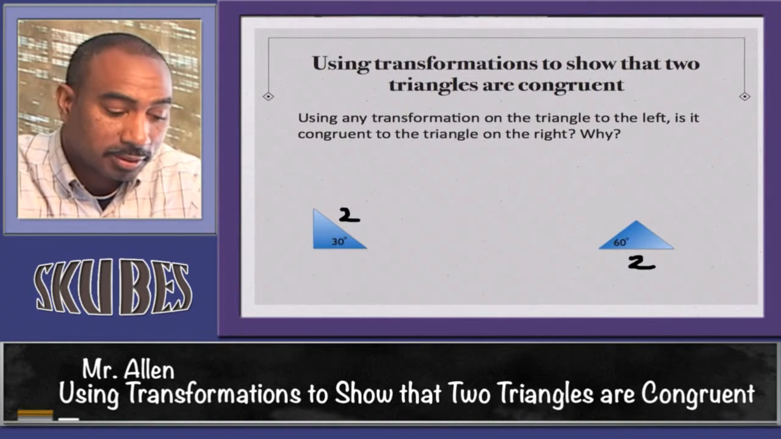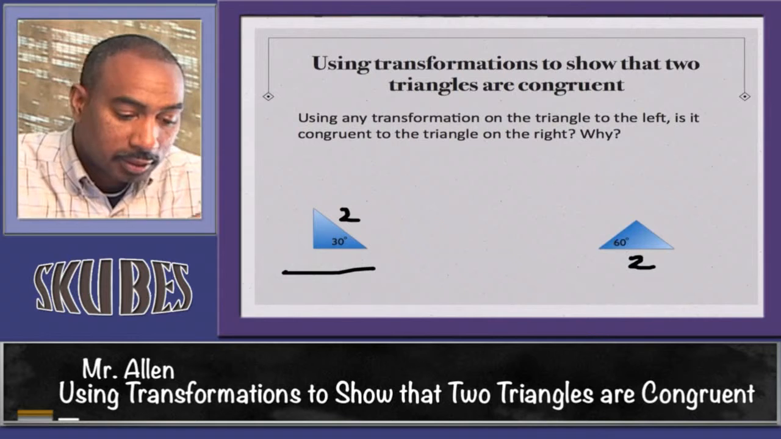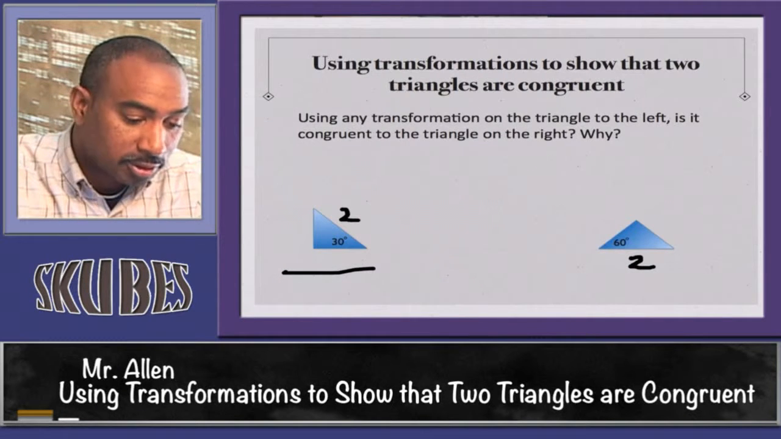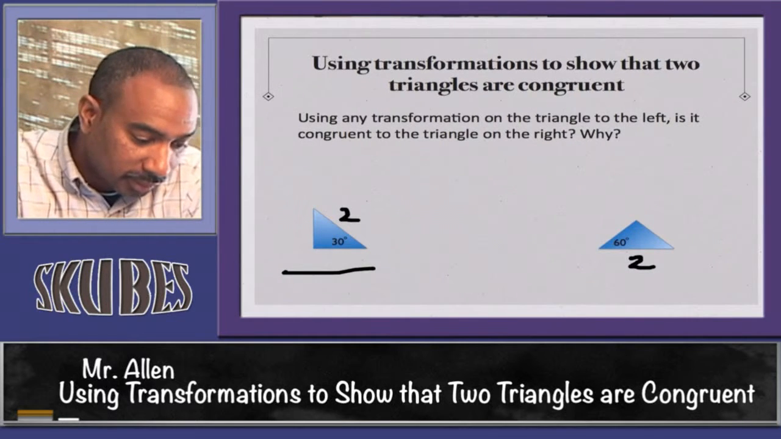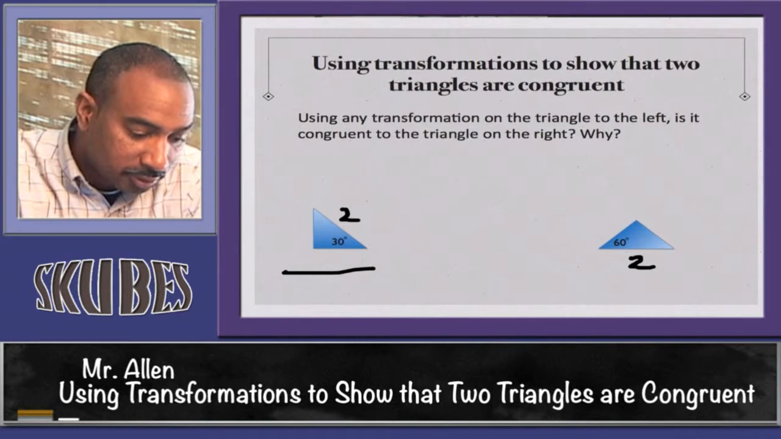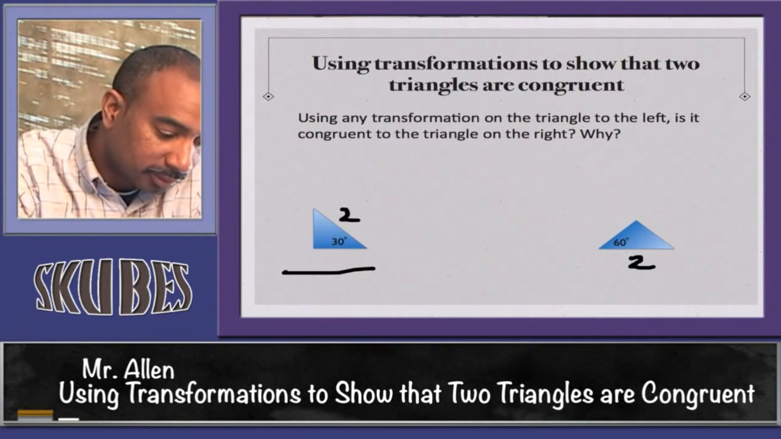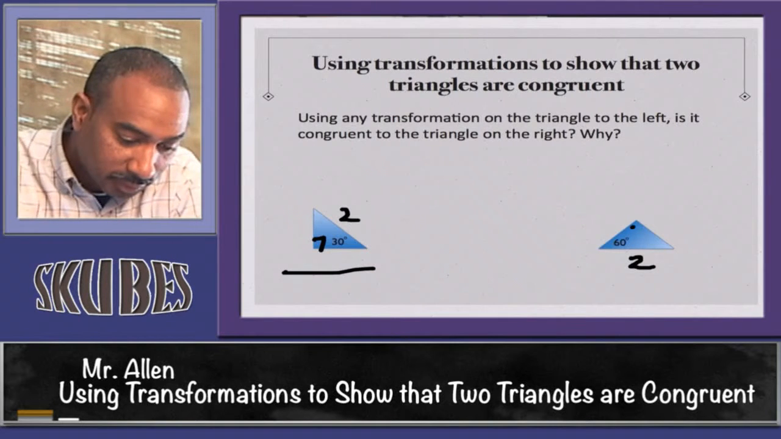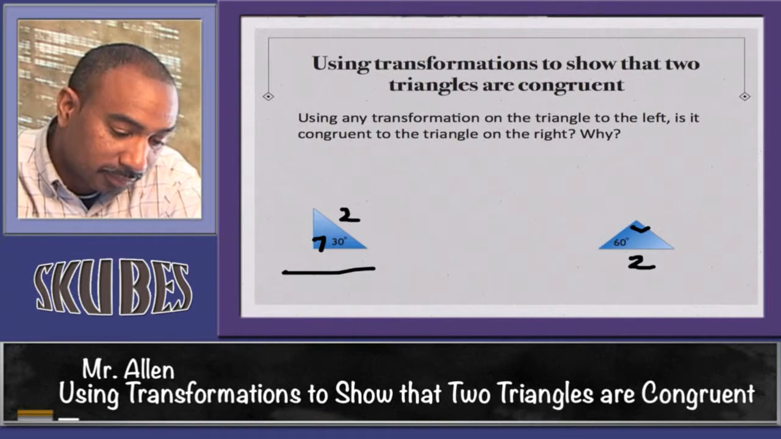Using any transformation on the triangle to the left, is it congruent to the triangle on the right, and why? Well, look carefully. I have a hypotenuse of 2 here. I have 30. I have 60 there. And if you notice that in a 30-60-90 triangle, the hypotenuse is always twice the shorter leg.